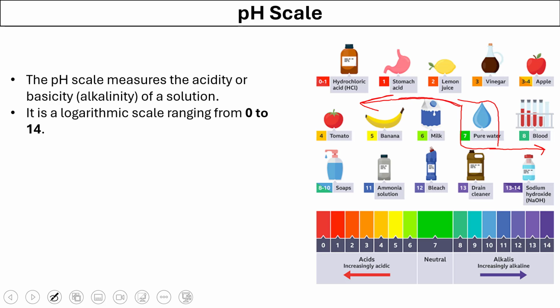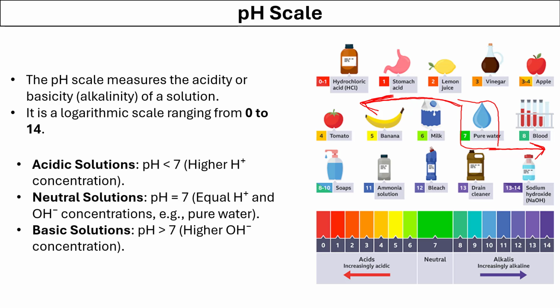As we go down the scale and the number keeps getting smaller, the hydrogen ion concentration of these liquids is high. And as we go towards number 14, the hydrogen ion concentration of these solutions is very low and they are basic in nature. In layman's terms, acidic materials are sour in taste and basic materials are soapy in texture. So all the acidic solutions would have a pH lower than 7, all basic solutions would have a pH higher than 7, and neutral would have a pH of 7.